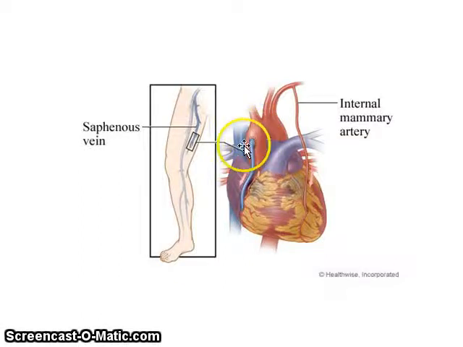So here now they've sewn in one end of the graft, or one end of that saphenous vein, into the arch of the aorta, and then they've sewn the other end of that vein into a distal segment of the right coronary artery. In this example, we can assume that there was a blockage, let's just say right here, of the right coronary artery. As you can see, this tube will bypass that blockage and go ahead and feed the rest of the right coronary artery in that way.